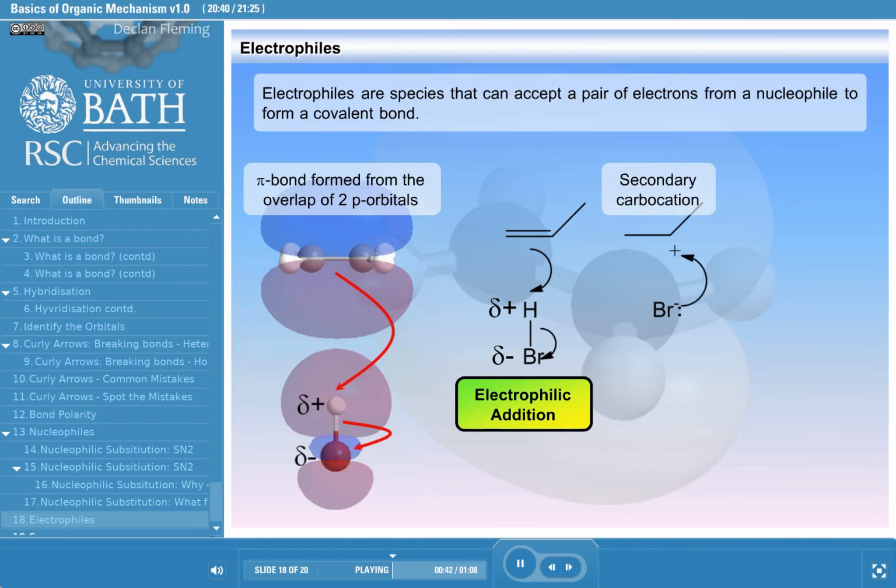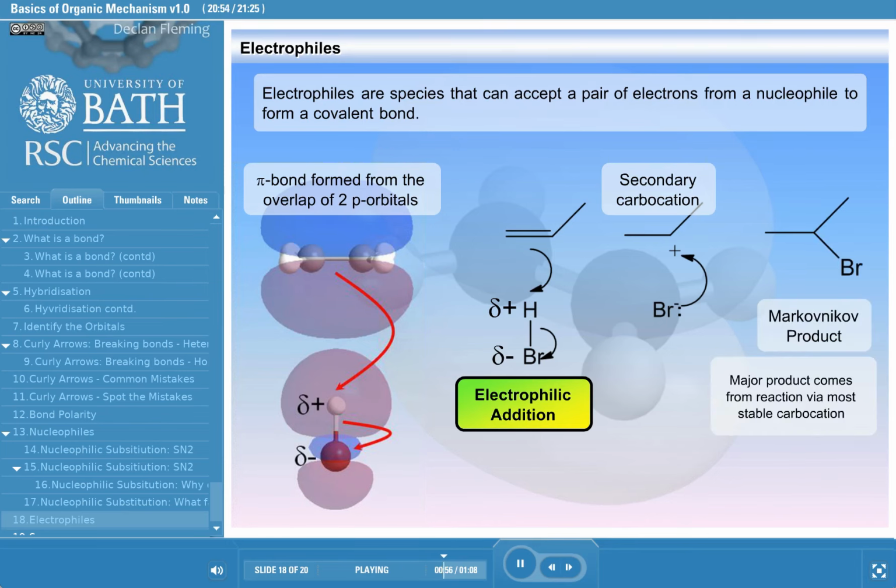In the next step, we have a carbocation. The carbocation could have formed on the end or the middle carbon of the molecule, but as we've seen, primary carbocations are less stable, so by far the major product is 2-bromopropane. Reactions that proceed in this way are called Markovnikov additions. If chemists want to add to the other carbon of the alkene, they have to use another method.